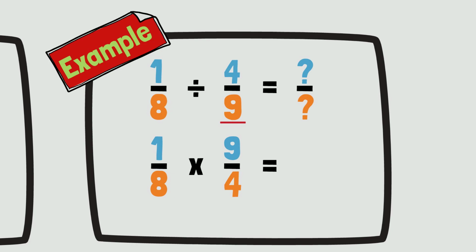First, look if the terms can be simplified. In this case, neither 8 or 9 can be divided by 2 or 3. So the terms remain as they are. The final step is to multiply. 1 multiplied by 9 is equal to 9. 8 multiplied by 4 is equal to 32. The final answer is 9/32.